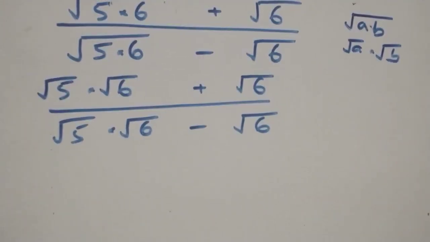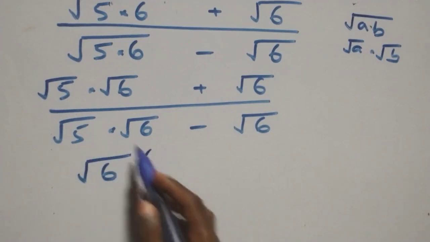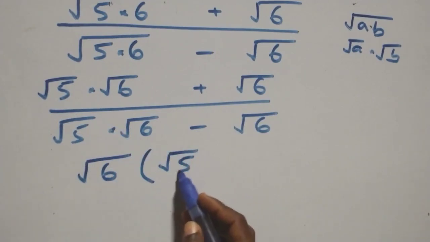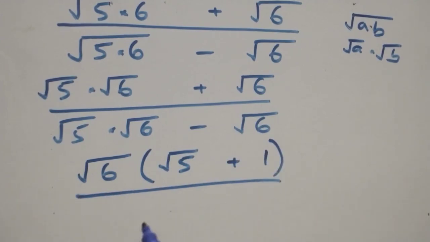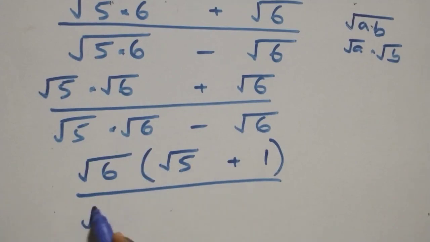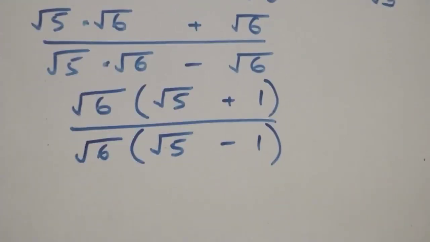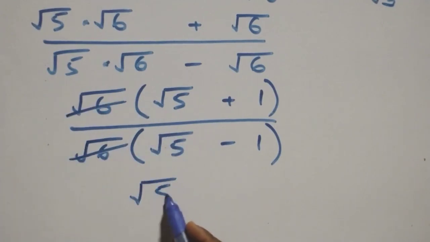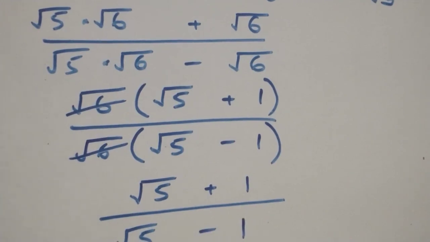Then up here we have root 6 common. Factor it out. We have root 6 into brackets. We are left with root 5 plus 1 here, close bracket, then over. Also here, root 6 is common. We have root 6 out into bracket. This becomes root 5 minus 1, close bracket. That is, here, root 6 cancel each other here. And we have root 5 plus 1 over root 5 minus 1 here.